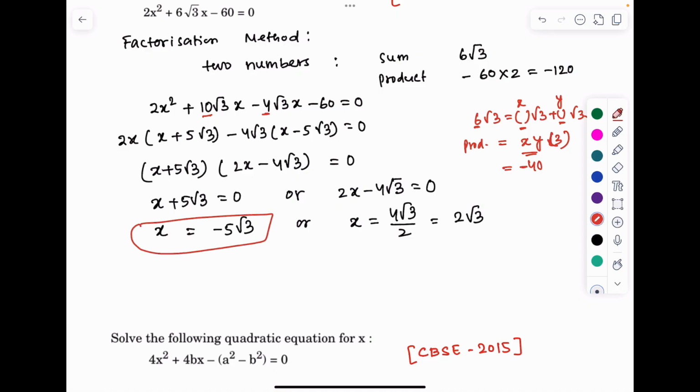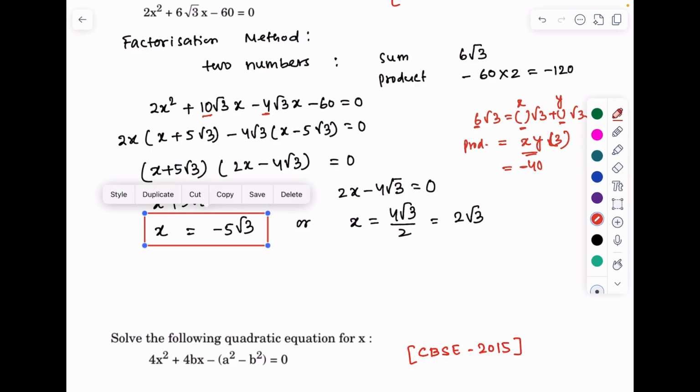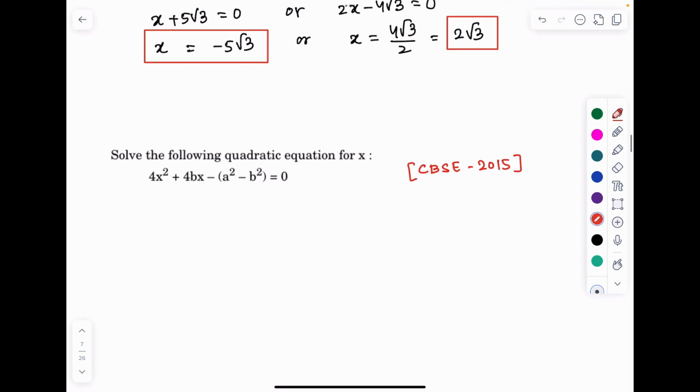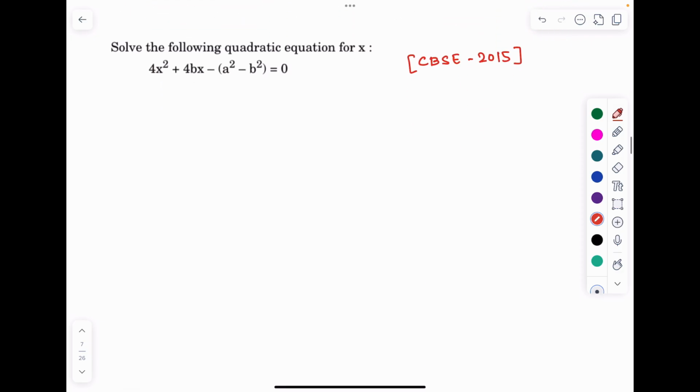Solve for x. That means x is this one, x is this one, or x is equal to this one. Okay. Next question. Solve the following equation for x. 4x square plus 4bx minus a square minus b square equal to 0.